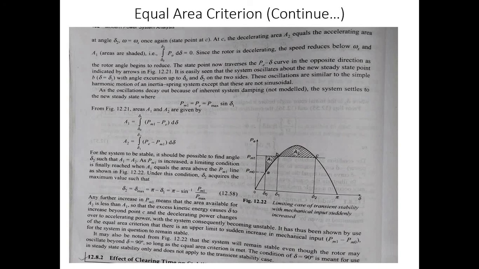The system will remain stable even though the rotor may oscillate beyond del is equal to 90 degrees, so long as the equal area criterion is met. The condition of del is equal to 90 degrees is meant for steady state stability only and does not apply to transient stability. So in short, similar to steady state stability, there is no fixed criterion; even if del is greater than 90 degrees, your system remains stable in the equal area criterion method, but the only condition is that the area of acceleration should be equal to the area of deceleration.